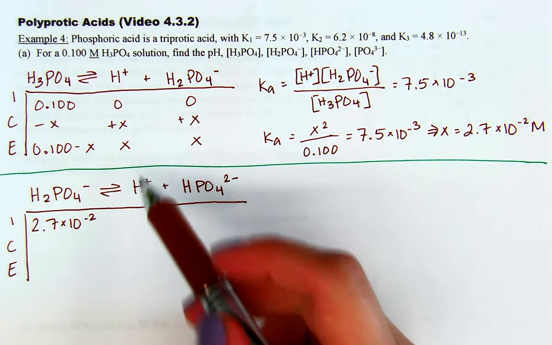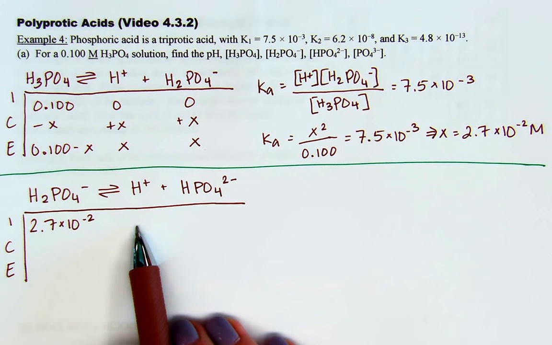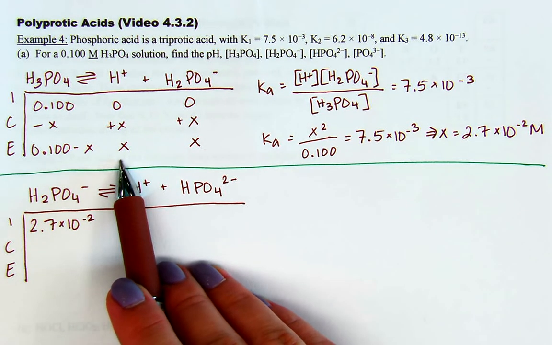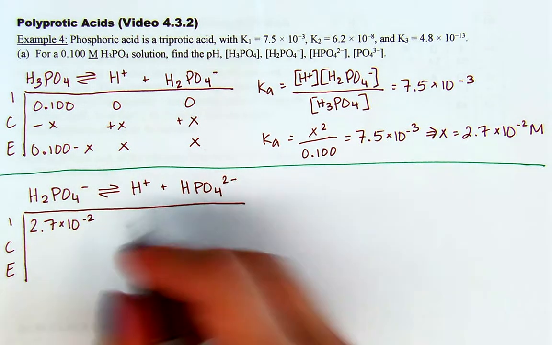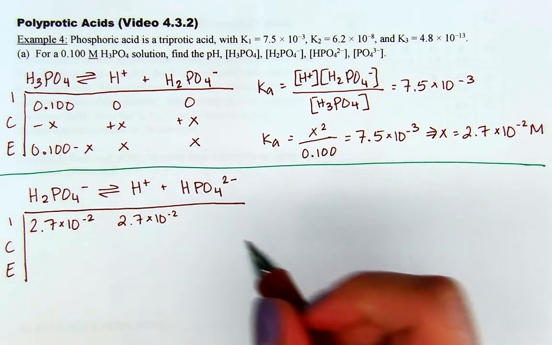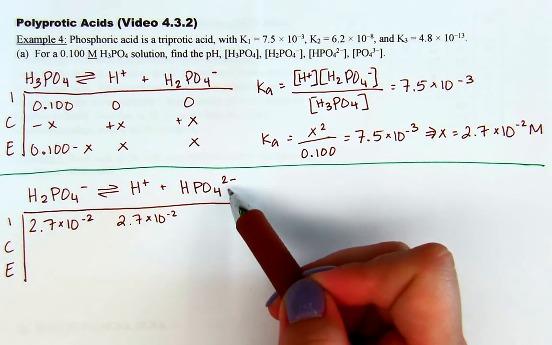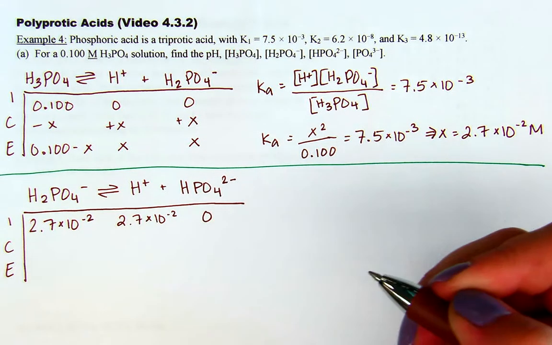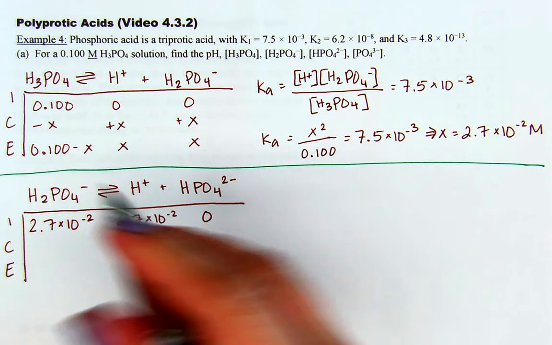And how much H plus are we starting with now? Well, we had some H plus at the end of the last dissociation, so that's also x. So that x, again, is 2.7 times 10 to the negative 2. HPO4 2 minus, well, that's brand new so far. We haven't made any of that. So, 0.